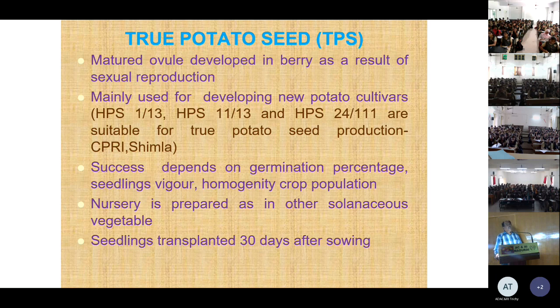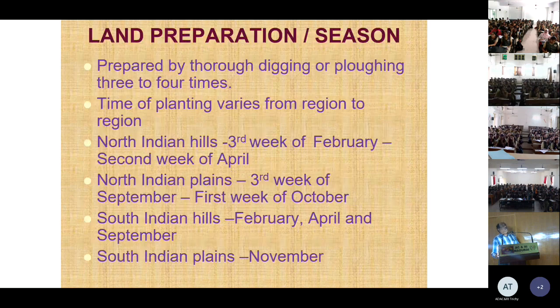So the success depends on the germination percentage, seedling vigor, and homogeneity of the crop population. The nursery is prepared as in other solanaceous vegetables, and the 30 days old seedlings are transplanted to the main field. Next. Normally the land is thoroughly plowed 3 to 4 times, and at the last plowing you have to incorporate the farmyard manure.